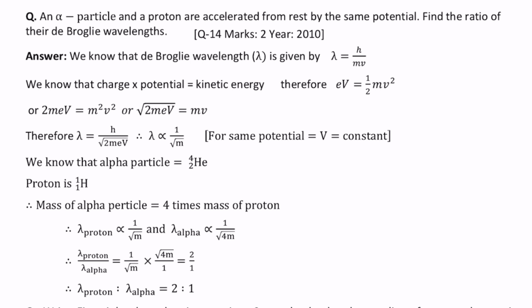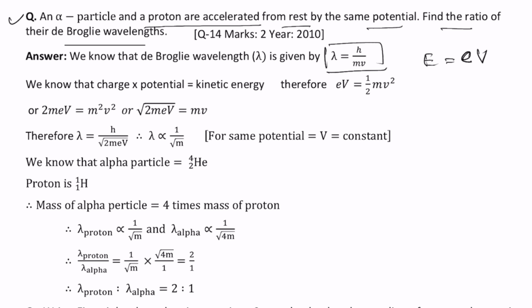An alpha particle and a proton are accelerated from rest by the same potential. Find the ratio of the de Broglie wavelengths. The de Broglie wavelength is given by h by mv. And energy is equal to charge into the potential V, which is equal to the kinetic energy. So eV is equal to half mv square.